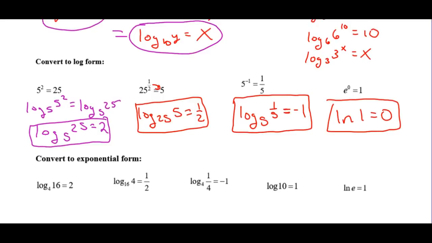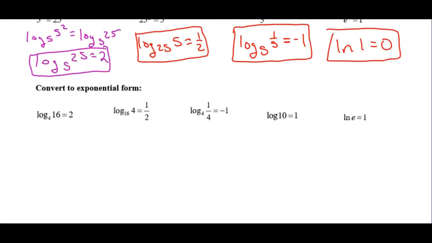All right, so let's go in the other direction. Let's convert from log form into exponential form. So again, identify your base. My base is 4, and I'm going to raise it now. These are going to switch positions. So 4 squared equals 16. That is now exponential form.